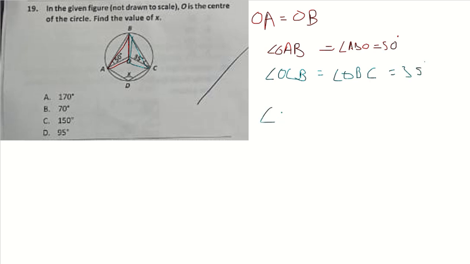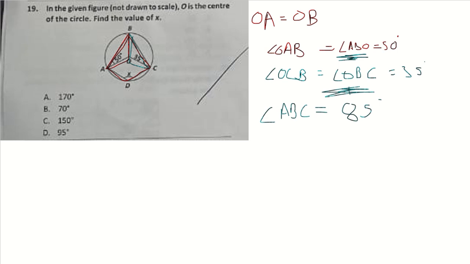And so angle ABC, which is OBC plus ABO, you can see, is equal to 50 plus 35, which is 85 degrees. Now when we look at the whole quadrilateral BADC, it is a cyclic quadrilateral because all 4 points lie on the circumference of the circle.